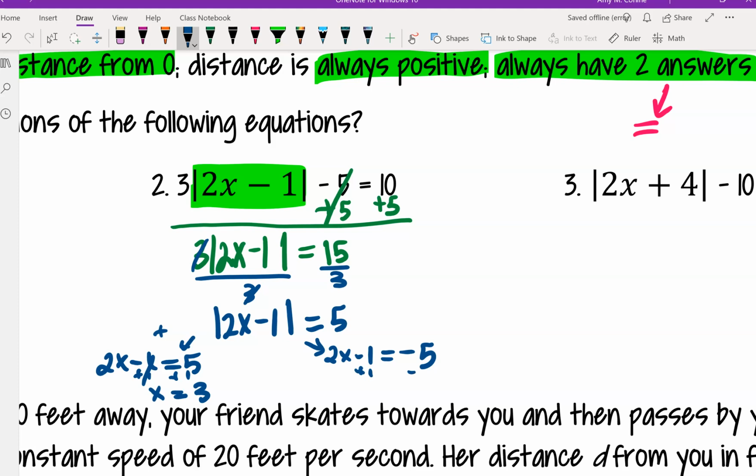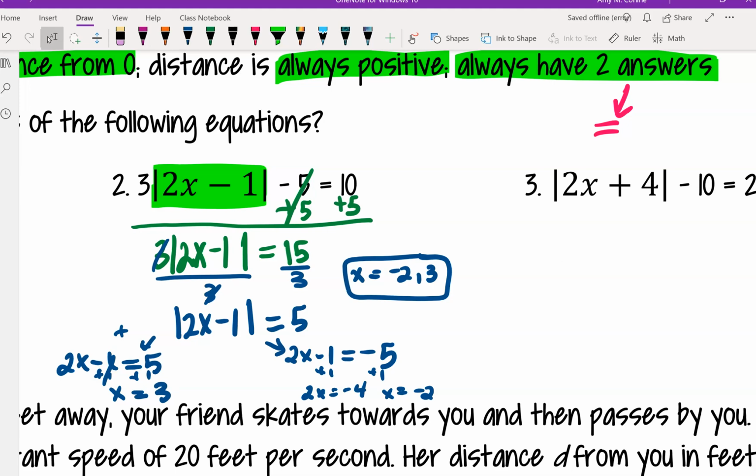Then same thing over here, same process. We add 1, so 2x is going to equal negative 4, so x is going to equal negative 2 here. Our answer is x equal to negative 2 and 3, because if we plug in both of those, we will still get a positive 10. We should check it to make sure. Negative 2 times 2 is negative 4, minus 1 is negative 5, absolute value of negative 5 is 5, 5 times 3 is 15, minus 5 is 10. Same thing with the 3: 2 times 3 is 6, minus 1 is 5, and then you get the same process.